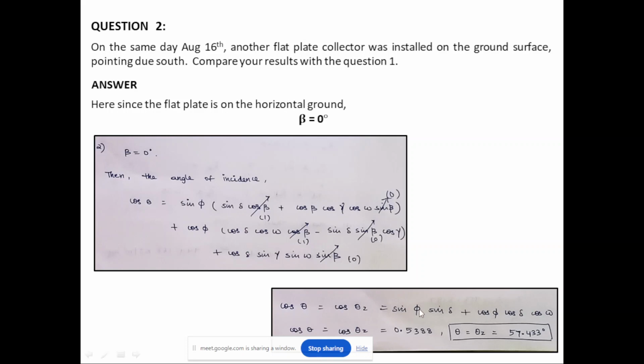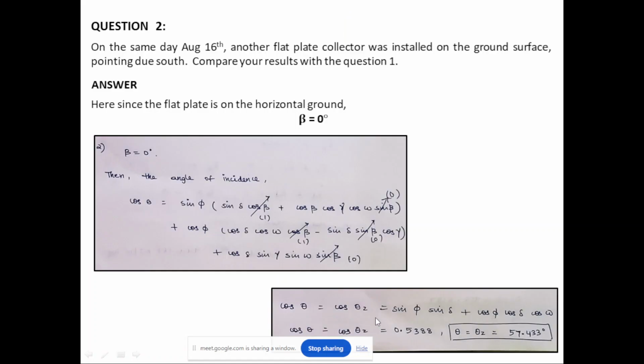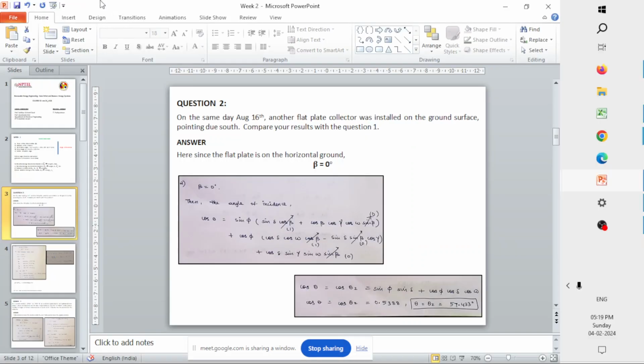So if you substitute the values from the previous example, phi as 28.64, delta, that is your declination angle, which we calculated last week, as 13.54, and omega, that is the hour angle, as minus 60 degrees, then you will be able to find the value of theta. Let me just show that.